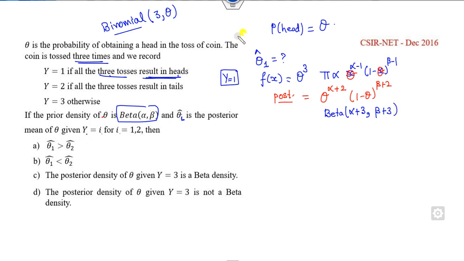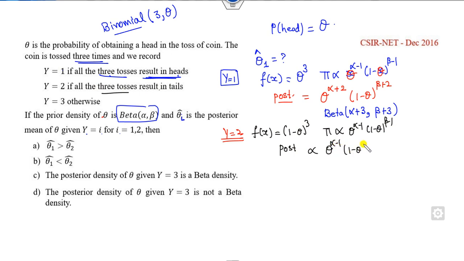Fine. Okay, then similarly for y equal to 2, what is my f of x? All are tails, this is it. The prior is similar. So when you multiply this, what is the posterior? The posterior is theta raised to the power alpha minus 1, times the beta term, which again follows a beta distribution with mean alpha, and 1 here.